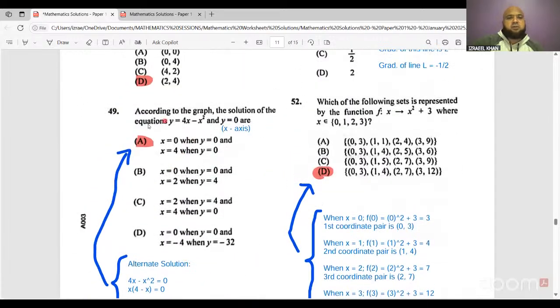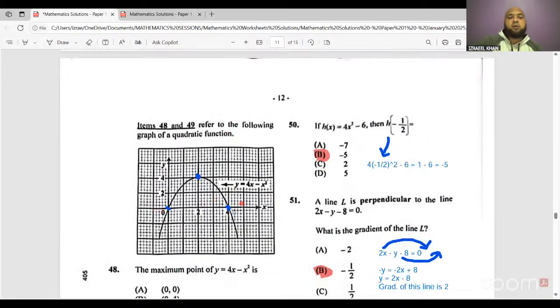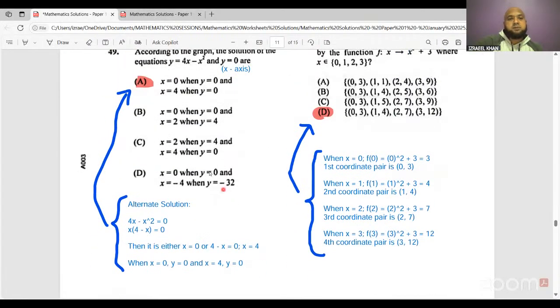49. According to the graph, the solution of the equations y equals 4x minus x squared and y equals 0. Y equals 0 is the x-axis, sorry. So the solution is where the curve and the x-axis meet. They meet at 2 points, 0 and 4. So the x values are 0 and 4. By process of elimination, you can immediately see the easy answer. I went into all of that, but you don't need to. But x is 0 and 4. Everything else is wrong. So, easy answer. It's at the x-axis, so it's 8.